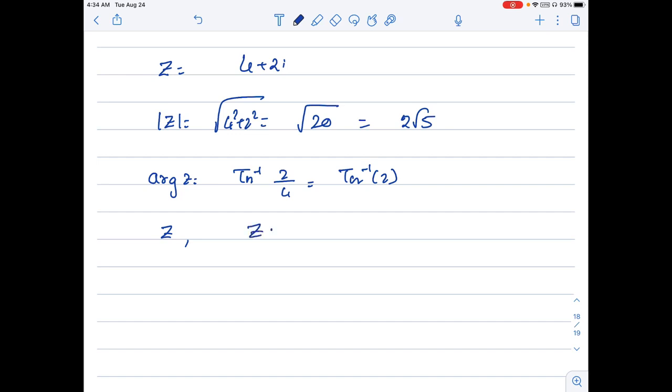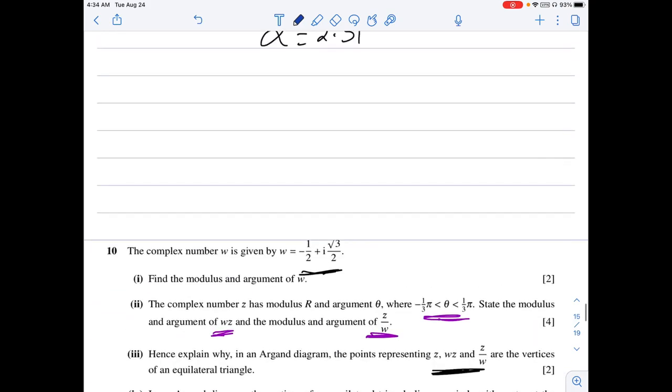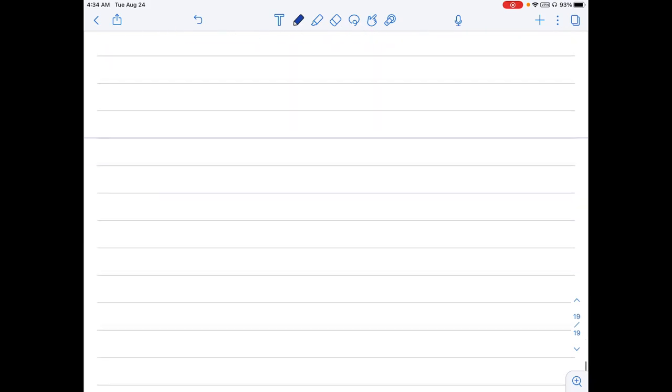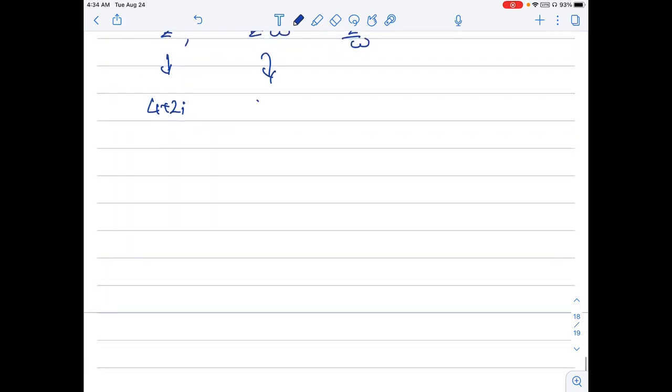Now, we have done it in part 3 that the complex numbers z, z omega and z by omega are the three vertices of an equilateral triangle. So if I consider z as 4 plus 2i, then z omega will be the next vertex. So what was omega? Omega we know as minus 1 upon 2 plus i root 3 upon 2. So I want to get z omega. z omega is 4 plus 2i times minus 1 upon 2 plus i times root 3 upon 2, which is going to be one of the vertices of the equilateral triangle.